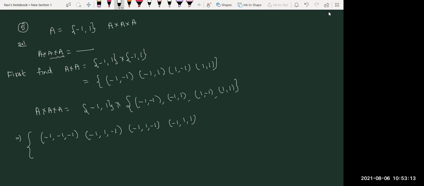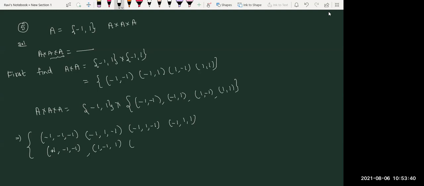Next, now 1 with all the ordered pairs. Minus 1, minus 1, 1. Next, minus 1, 1 and 1. Once again, I wrote wrong. First, we write plus 1, minus 1. Order is very important. From this side, we'll go right. 1, minus 1, minus 1. Next, 1, 1, minus 1 and 1.